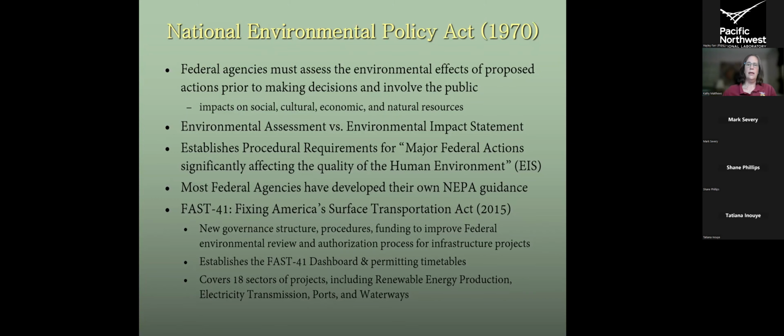Another act that was enacted in 2015 is the FAST-41 Act, and it provides a structure and procedures to improve the federal environmental review process for infrastructure projects. There's a FAST-41 dashboard on the internet, and it includes permitting timetables for the completion of the environmental reviews and authorization processes. FAST-41 covers 18 sectors of projects, including renewable energy production, electricity transmission, ports, and waterways.